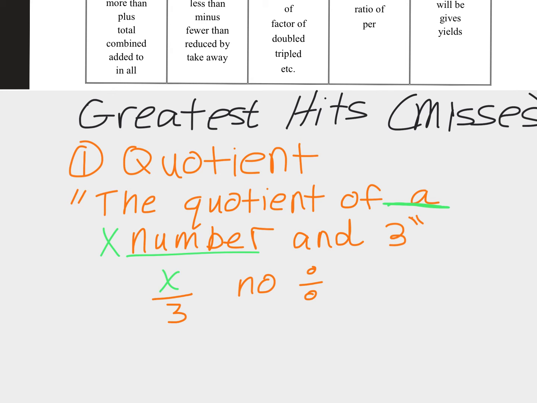In my problem, the mystery number came first, so that's what needs to go on top. The number 3 came second in the phrase, so it needs to go on the bottom. We're not using that little baby division symbol. So it's just going to be X over 3.